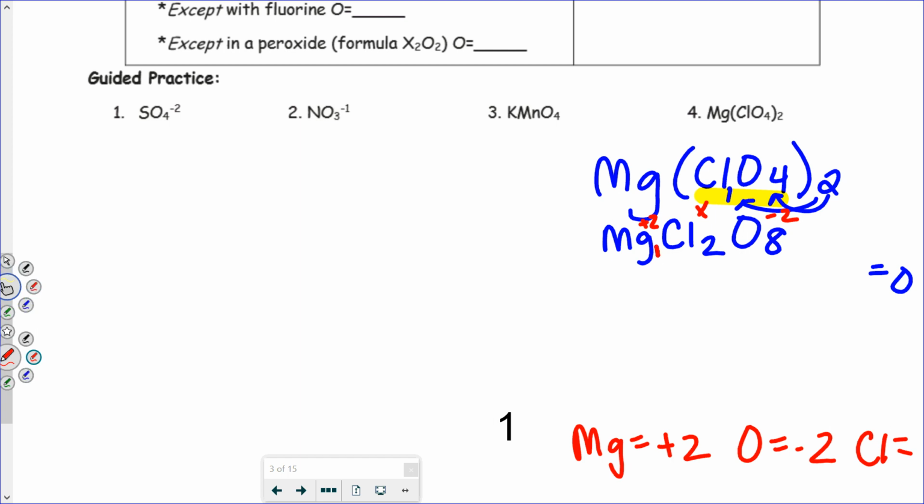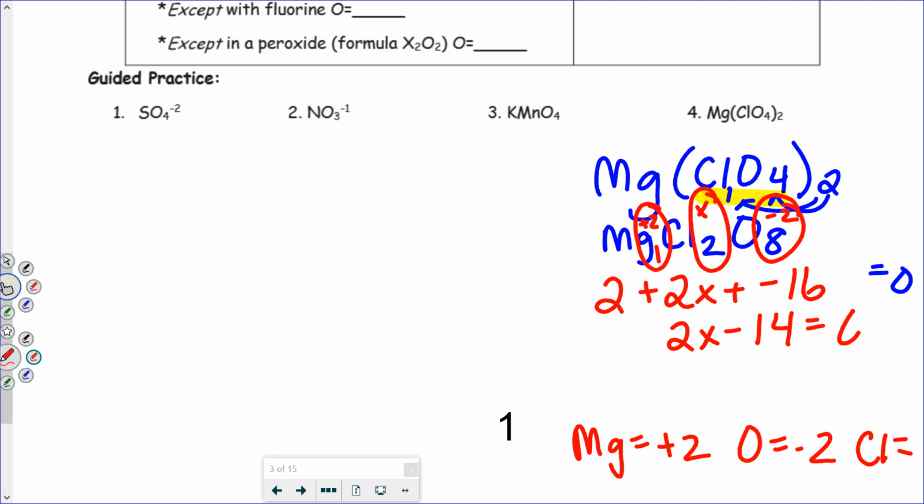So magnesium has a subscript of 1. 2 times 1 is 2, plus X times 2 is 2X, plus -2 times 8, which is -16. All right, so let's combine. 2 minus 16, that's -14. If I add 14 to both sides, I get 2x equals 14, and if I divide by 2, I get x equals +7. Perfect. So that means chlorine's charge is +7.